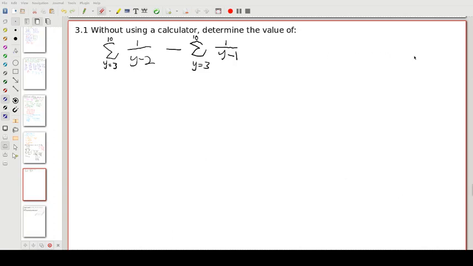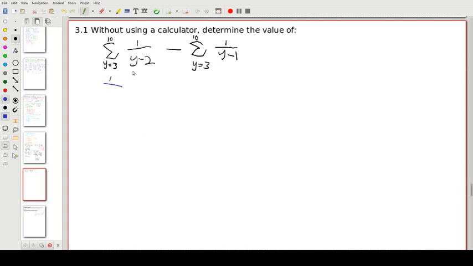Okay, jumping straight into question 3, we've got a sigma notation question here. We're told that the sum of this from y equals 3 to 10 minus the sum of this expression from y equals 3 to 10. Now I think in this case it would be best to start writing down what we know.